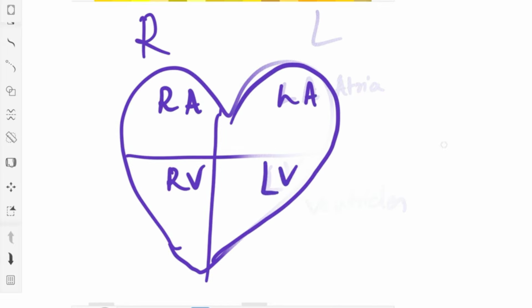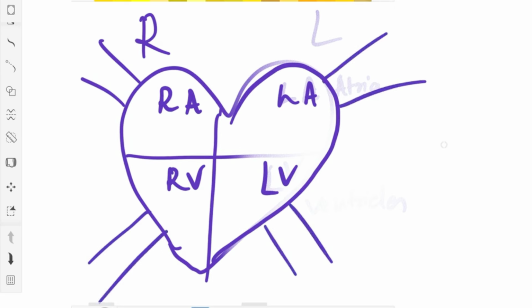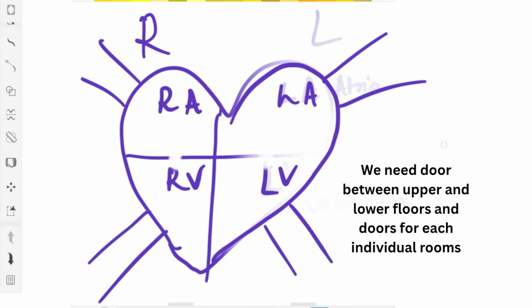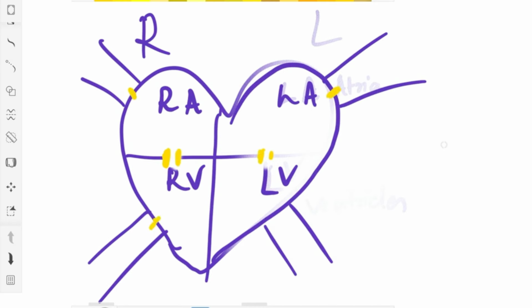So we're going to give them doors. Every house needs doors. These people who are living in each of the rooms need to go out. So we're giving them doors. And we need a connection between the upper and lower floors. I don't think we've given that. Yeah. So there should be a door here also. Okay. So door here, here, here, here, and here.